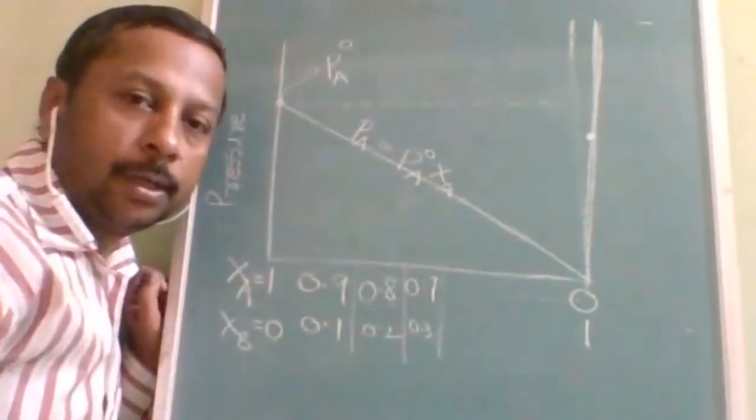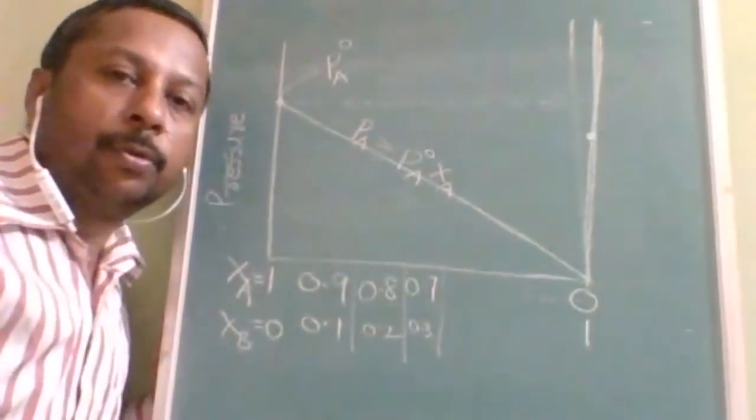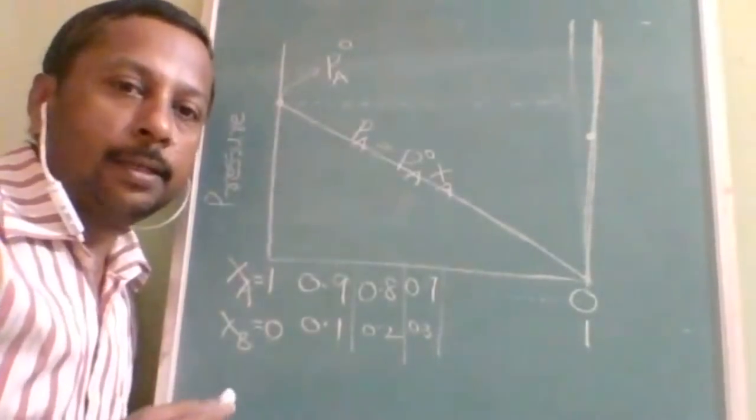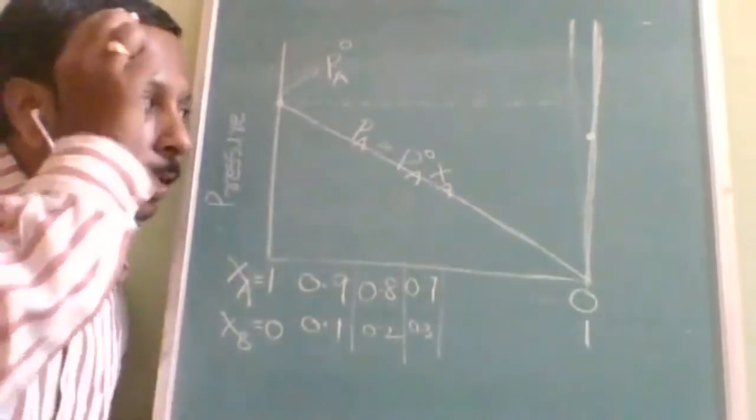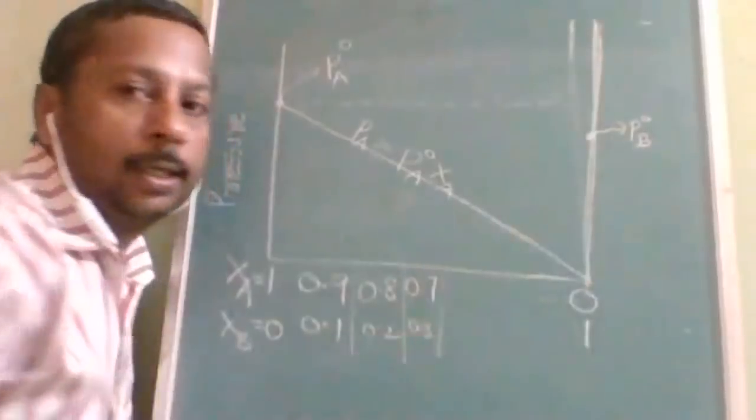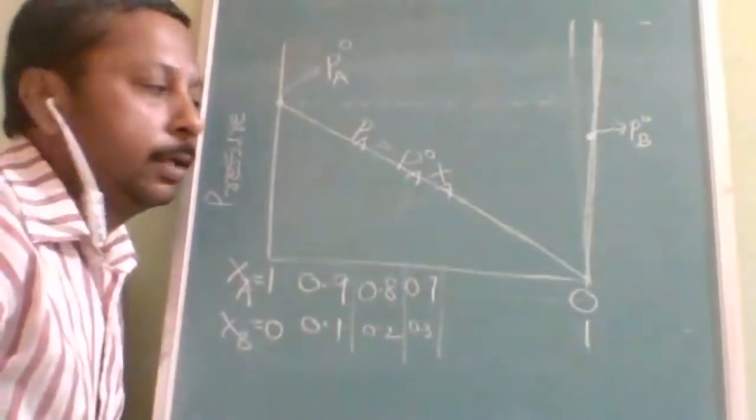It is not a necessary condition. Both should be different and A should always be higher. I am taking it as an example. So here this point is called as what? P naught B. Is it understood?